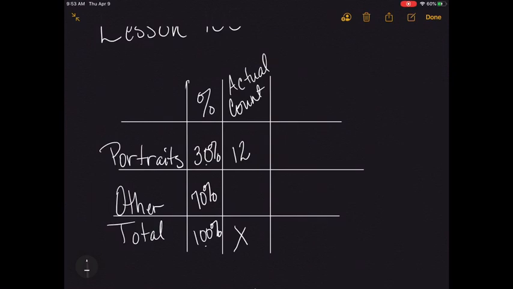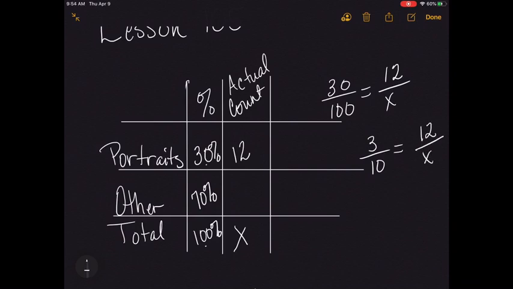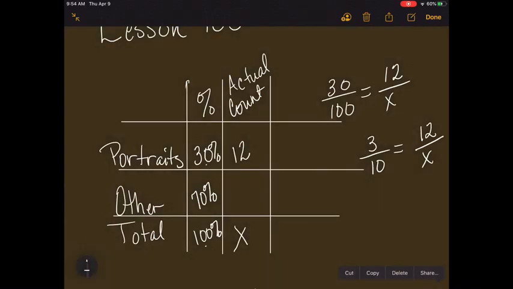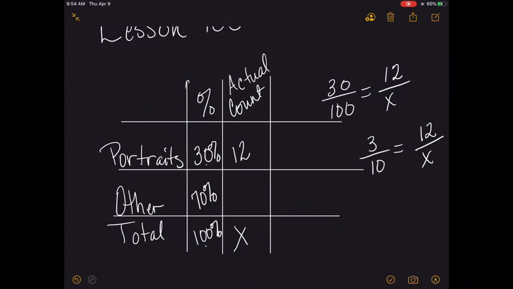So what we can do now is set it up as proportions. So we could say 30 over 100 equals 12 over X. Now, 30 over 100 could be reduced to 3 over 10 equals 12 over X. And now at this point we can solve it algebraically by using the cross products, because we know if a proportion is true, their cross products are equal. I'm going to solve it in two ways. Let's solve it that way first.